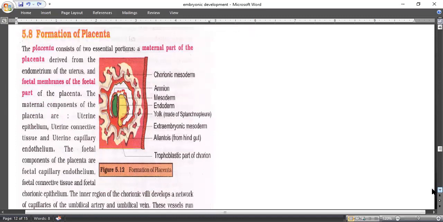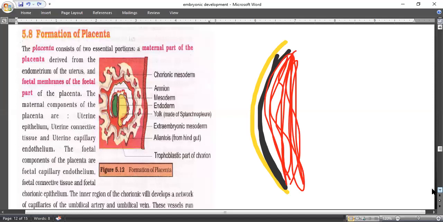Let's take a look at the placenta. The placenta consists of two essential portions: the maternal part and the fetal portion. This is, as usual, the epimetrium or perimetrium, the middle muscle layer, the myometrium, and the innermost endometrium layer. This is the mother's uterus. Talking about the fetus side, we said that chorionic villi are coming.